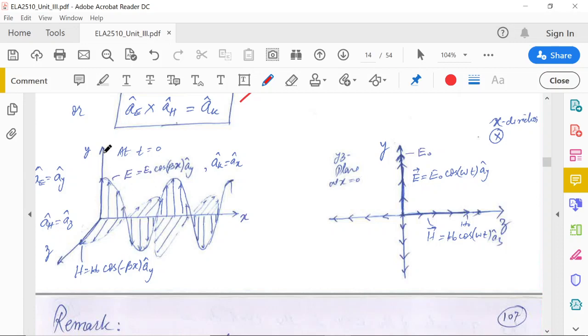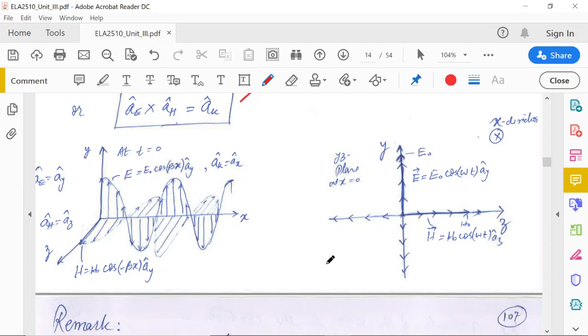So this is a YZ plane. If you have this YZ plane, it means the wave is propagating in the direction perpendicular to this page. And you have the E fields here. They are varying in this direction along the y-axis, and H is along the z-axis, and the wave is propagating in the x direction, which is going inward, perpendicular to this page.